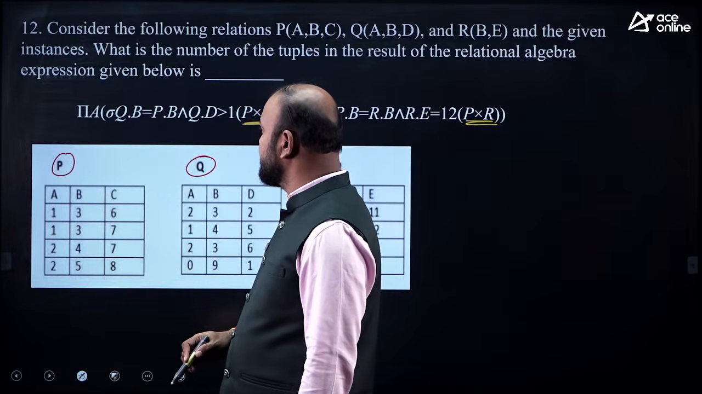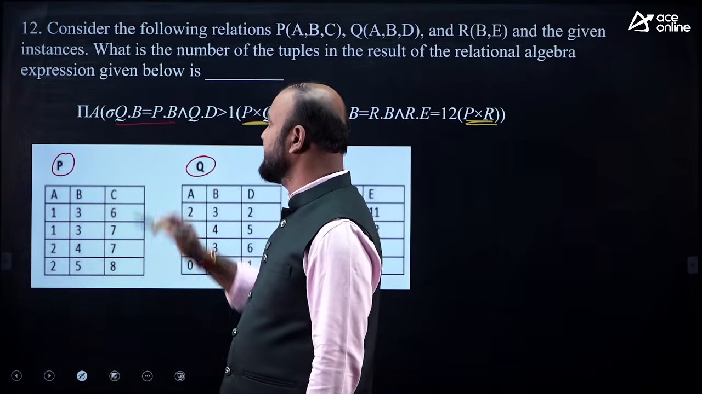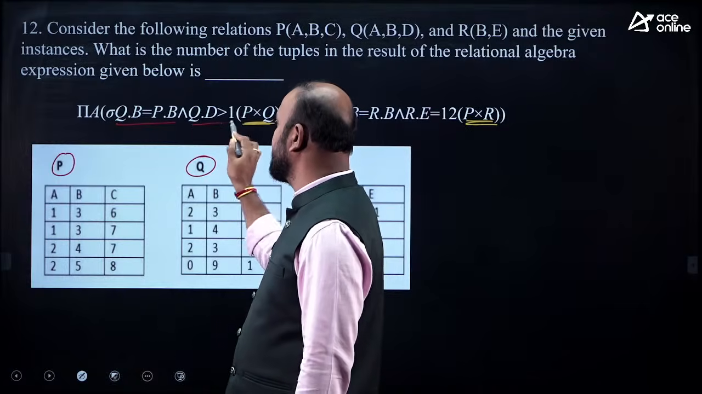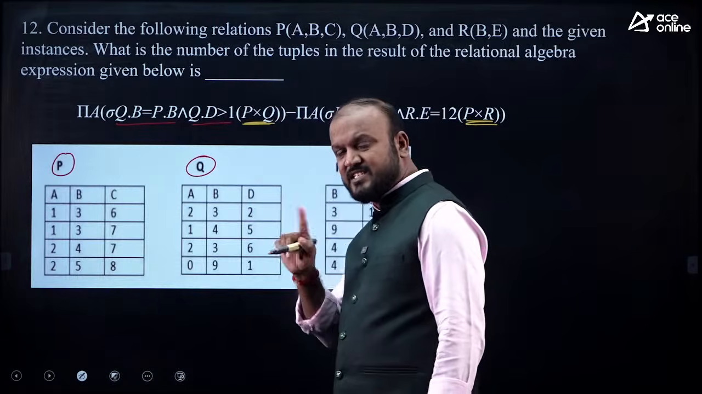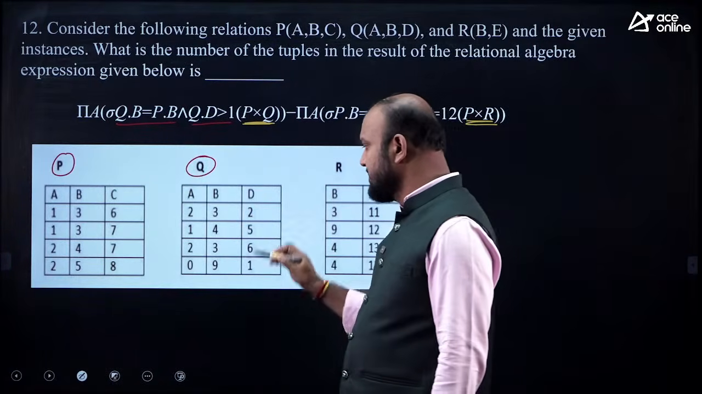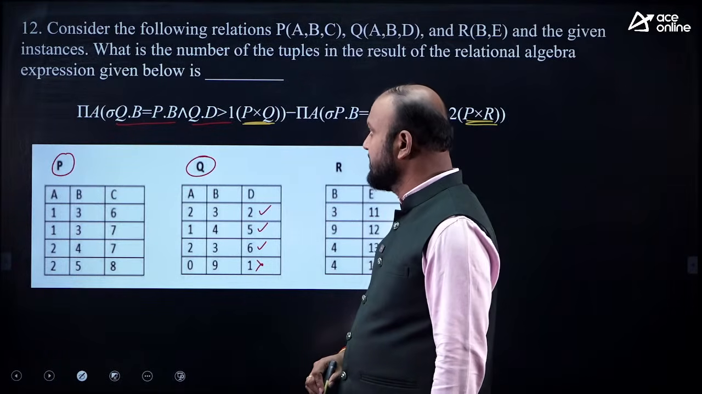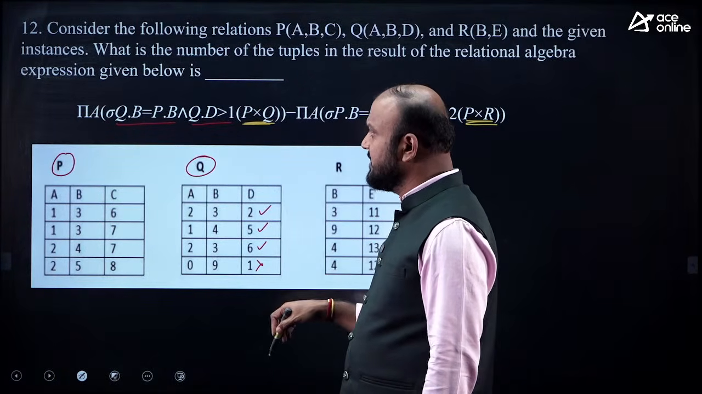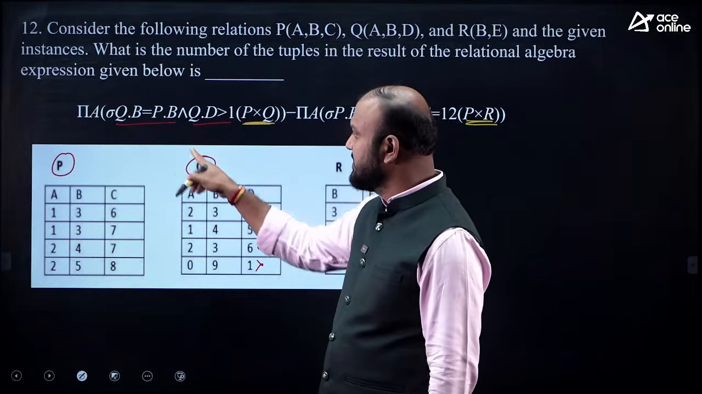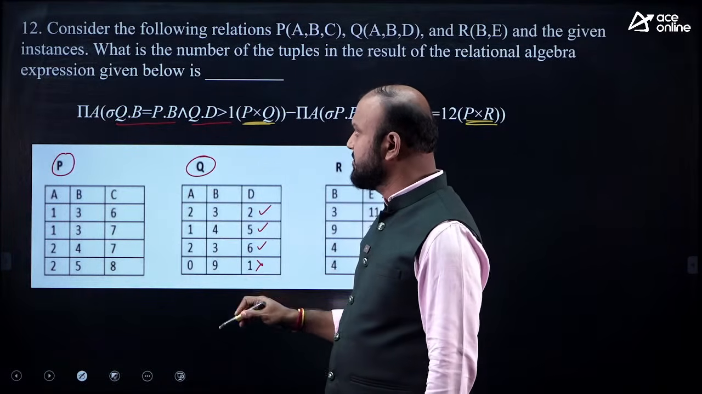And how to tackle this kind of questions? The join condition is B equal to B, and one more condition is D greater than 1. First, which is easy, D greater than 1. D greater than 1 is false for this one, so you eliminate it. And next, for these 3, whichever is satisfying, QB should match with PB.